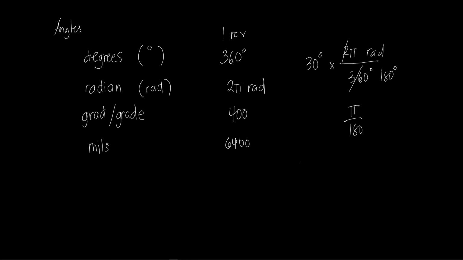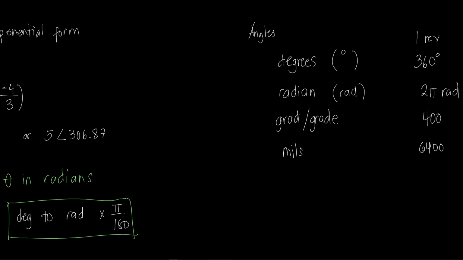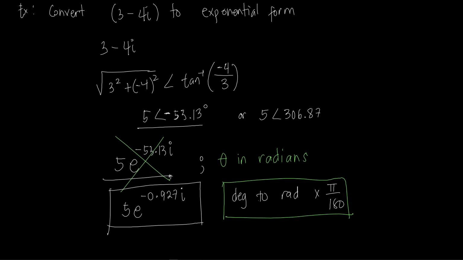Pag radian to degree, times 180 over pi lang. Okay, so sa trigo na siya, di na ninyo dapat kalimtan, i-recap ninyo. Gets na ba? Pag grade, gumagamit siya ng grade or grad, 400. Pag mils, we have 6,400. Ang condition ninyo.